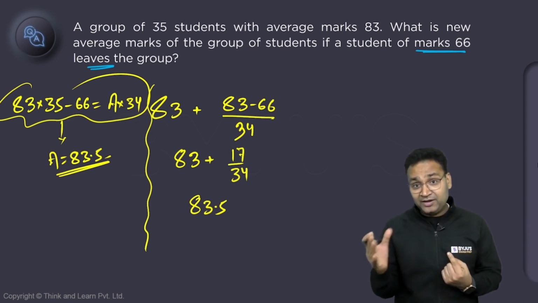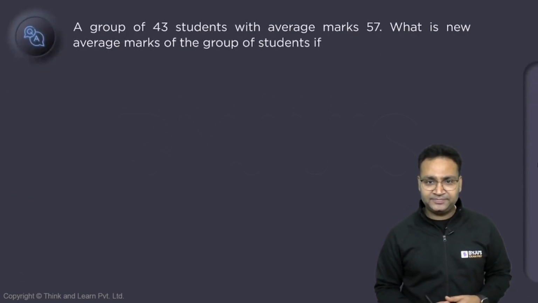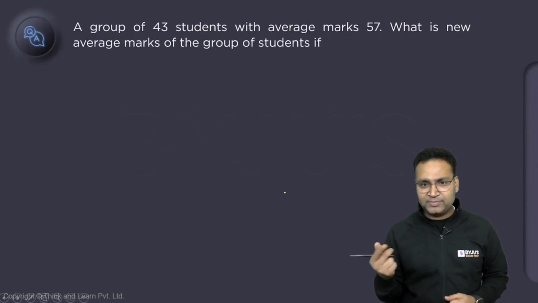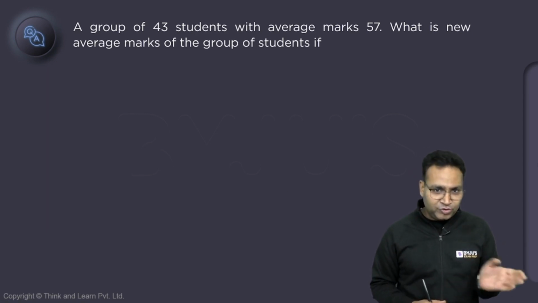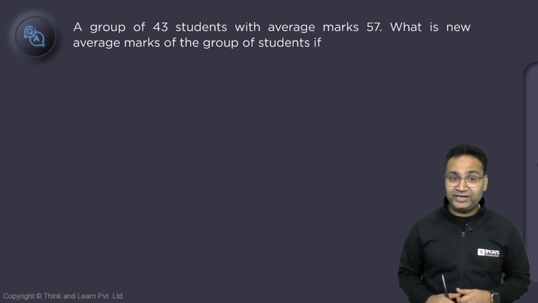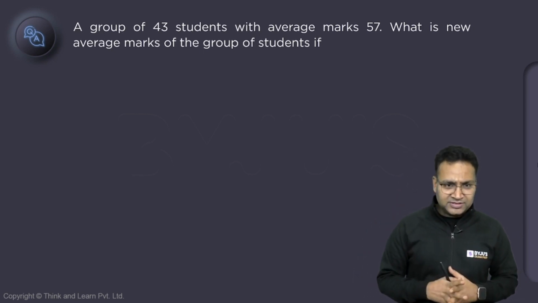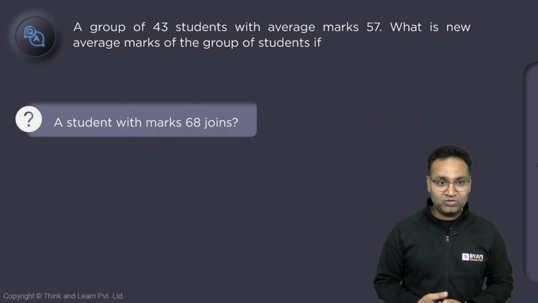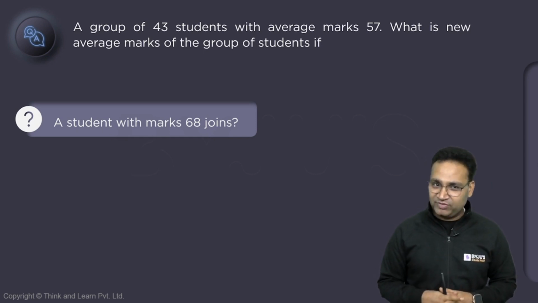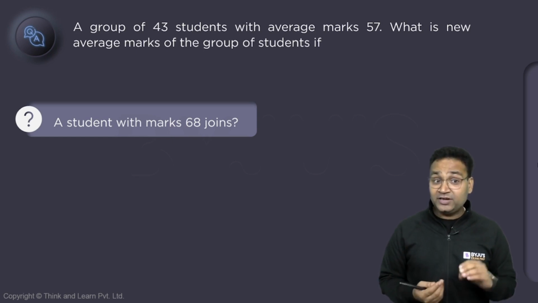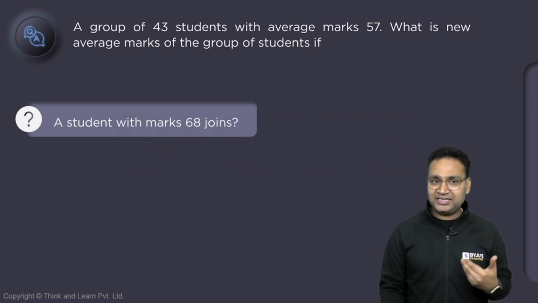We can apply the deviation method here again. Look at this. A group of 43 students with average marks 57. What is the new average marks of the group of students if... Okay, we have a blank after if. That means something is there. A group of 43 students with average marks 57, right? What is the new average marks of the group of students if a student with marks 68 joins?